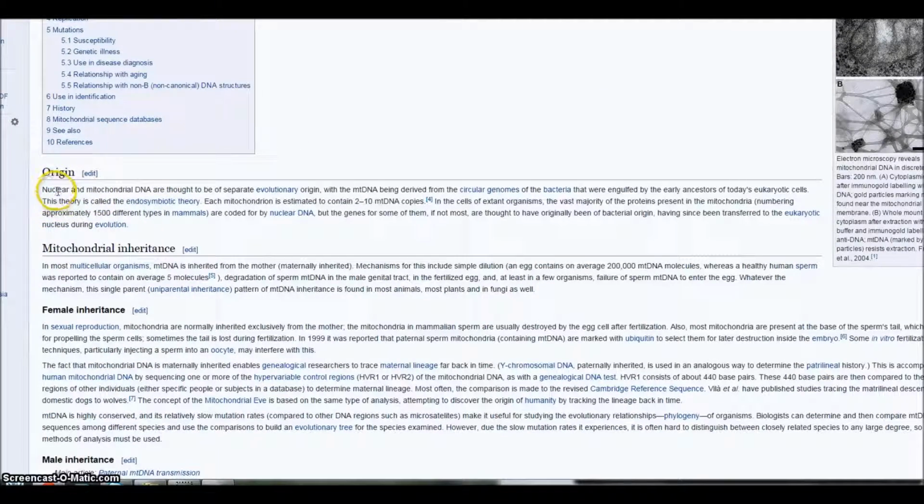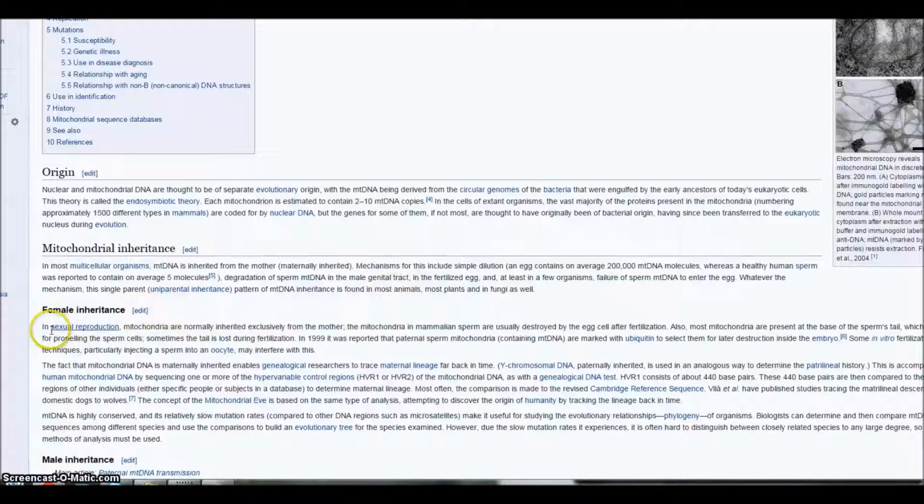of nuclear DNA, which is your DNA that you get from your parents, and mitochondrial DNA that you get only from your mother, are thought to be of separate evolutionary origin, with the mitochondrial DNA being derived from the circular genomes of the bacteria that were engulfed by the early ancestors of today's eukaryotic cells. So eukaryotic is simply the term that means has a true nucleus. Bacteria do not have a true nucleus. They have what is known as circular DNA that is simply in their cytoplasm, and those are called prokaryotes.